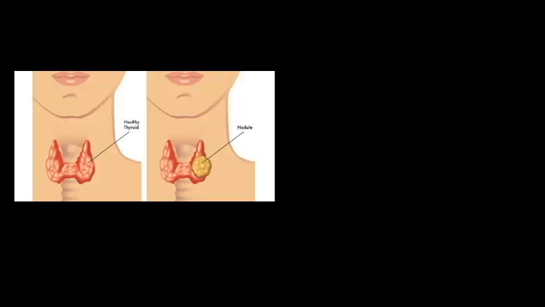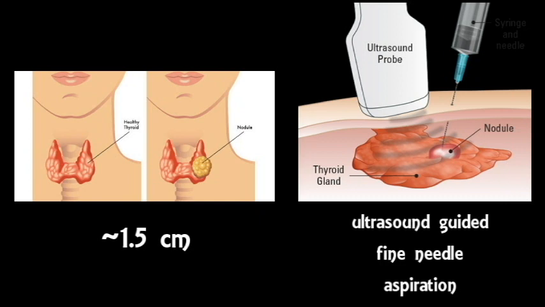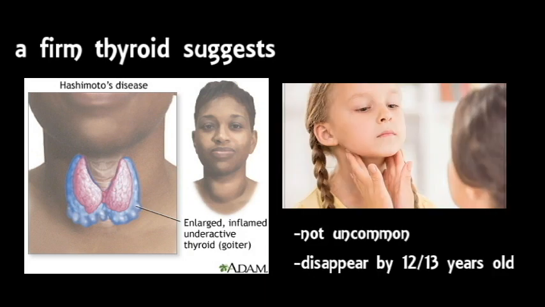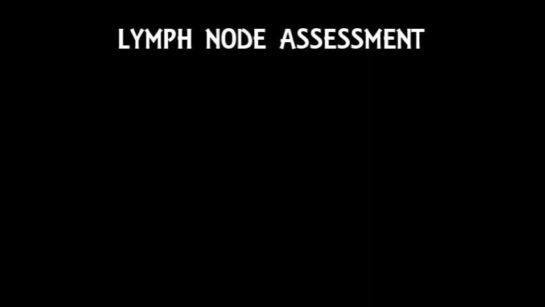A thyroid nodule that is palpated is usually at least 1.5 centimeters. Any new nodule should have an ultrasound-guided fine needle aspiration to determine if it only needs observation or should be removed. At times, the gland may be firm, suggesting Hashimoto's thyroiditis. In children, it is not uncommon to find lymph nodes in the neck, which usually disappear by the age of 12 or 13. Lymph node groups of the neck should also be assessed systematically.